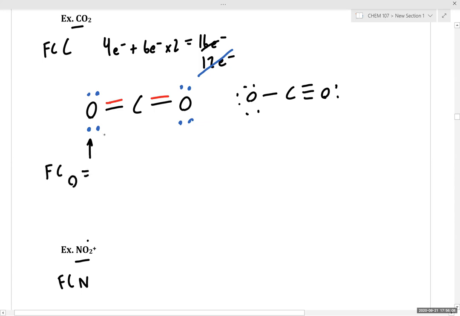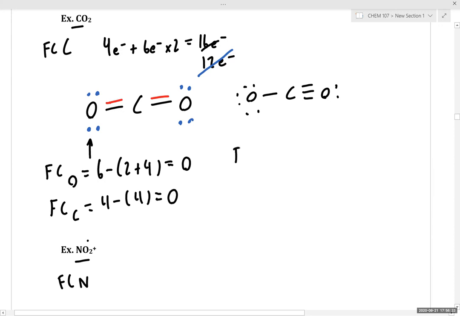So the formal charge for the oxygen in the structure on the left is 6 minus 2 for our 2 bonds plus 4 for our 4 lone pair electrons. That gives us a formal charge of 0. Looking at the formal charge of carbon, we have 4 minus our 4 bonds, which gives us a formal charge of 0. Okay, let's look at the structure on the right and the formal charge of this oxygen.